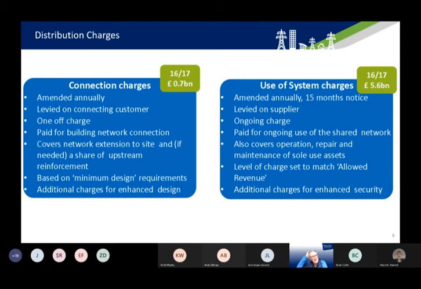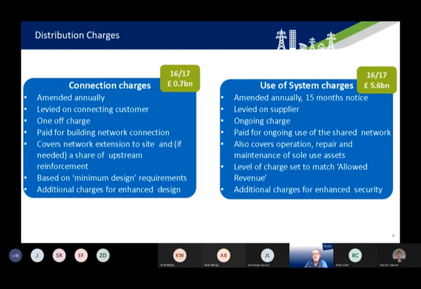So, a bit of a noddy guide, and this probably covers the two broad parts of the SCR work that Ofgem are doing. There's a bit on the left looking at connection charges. Those are paid for by the connecting customer. They're a one-off charge, and they cover the extension assets and some contribution to reinforcement as well. I'll talk a little more about that in a minute.